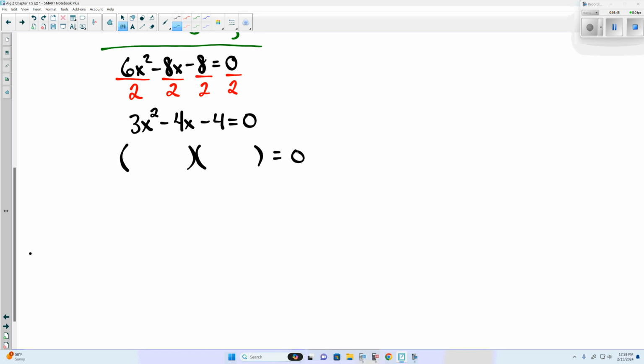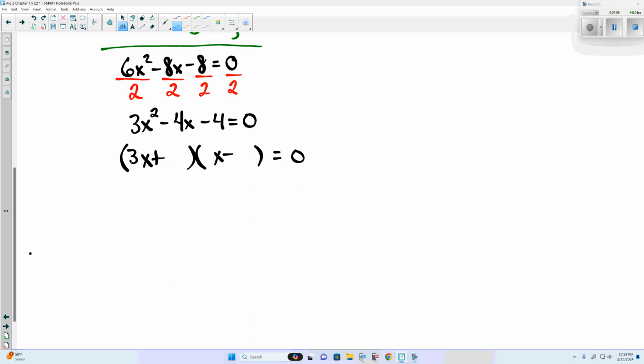I'm going to go about factoring this. 2 sets of parentheses with 3 spaces. Since the third term is negative, our signs are opposite, positive, negative. Factors of 3x squared, we will have x and x. And 1 and 3, where do we want to put the 3? First x. We'll put it with the first x.